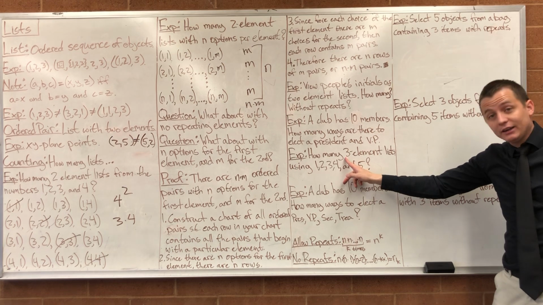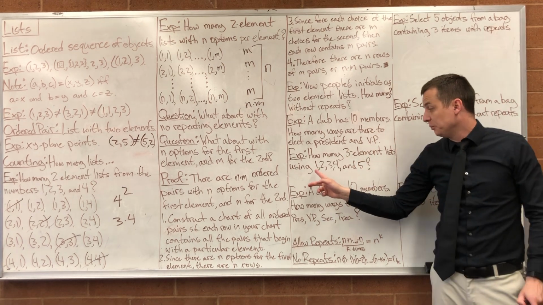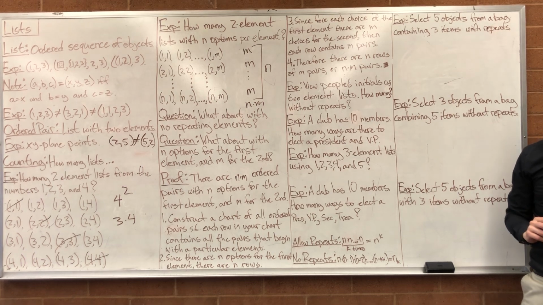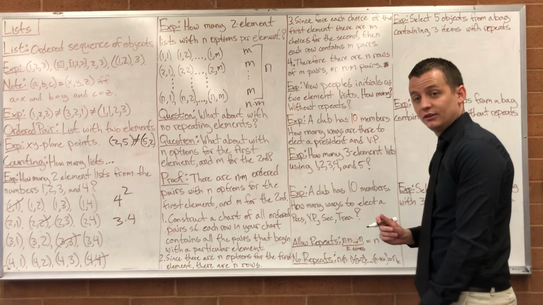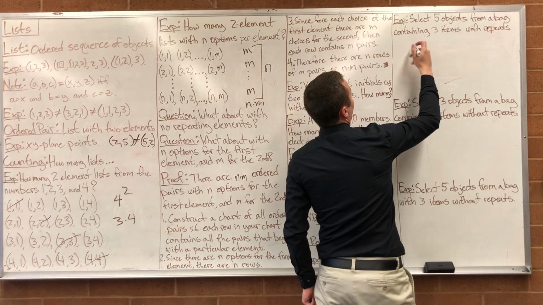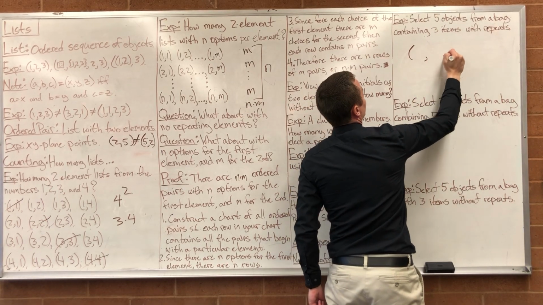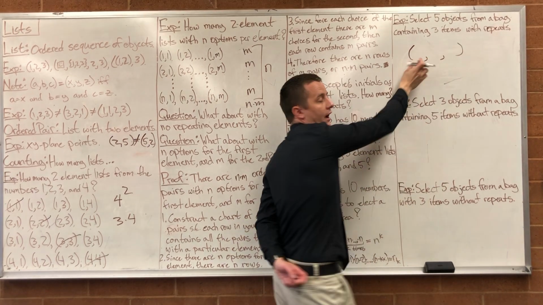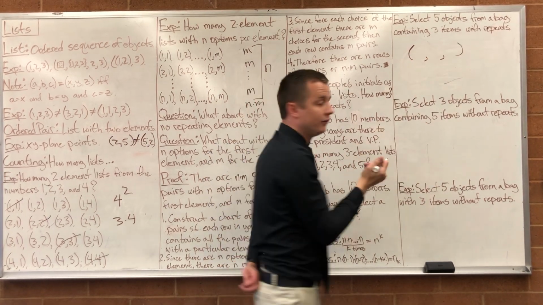How many 3-element lists can we make using the numbers 1, 2, 3, 4, and 5? 5 cubed. How are they coming up with that? Let's write out 1. Because there's 5 numbers and then there's 3 spots. Perfect. So for this spot, how many options do I have? 5.